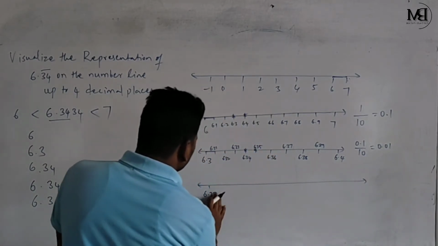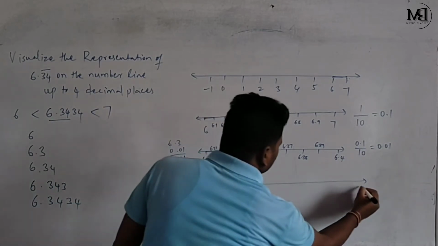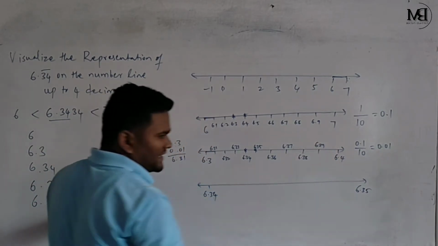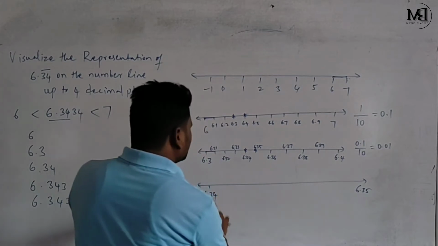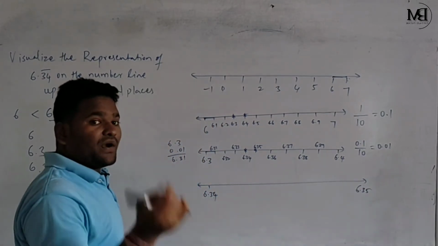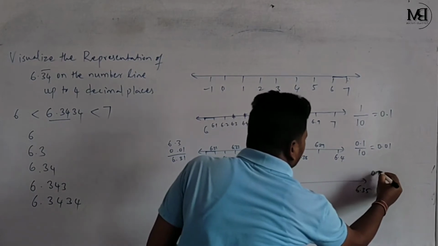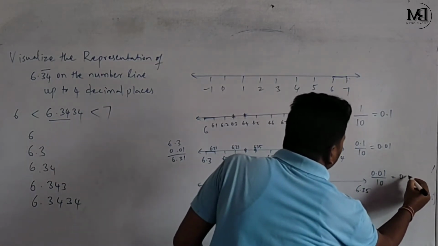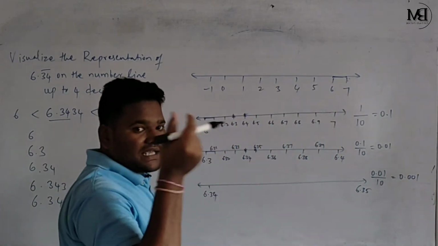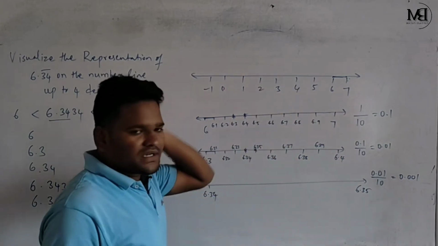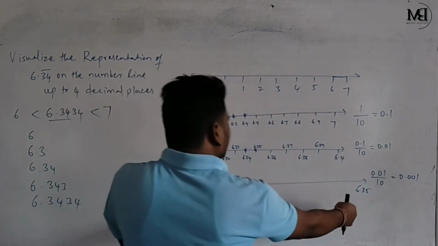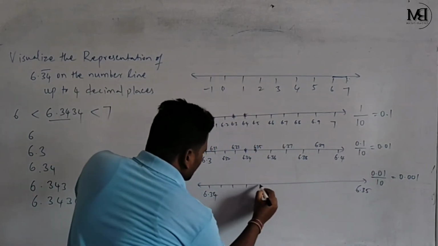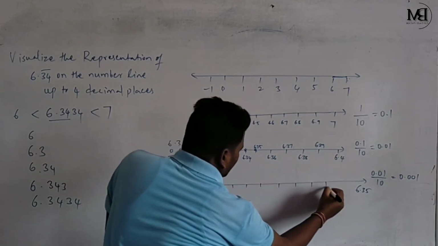6.34, 6.35. Okay, children, it is 0.01 unit. The distance between this 6.34 and 6.35 is 0.01 unit. This 0.01 unit I am going to divide into 10 parts. Then I am going to get 0.001 as each part. Let me divide this 0.01 unit into 10 parts. 1, 2, 3, 4, 5, 6, 7, 8, 9.